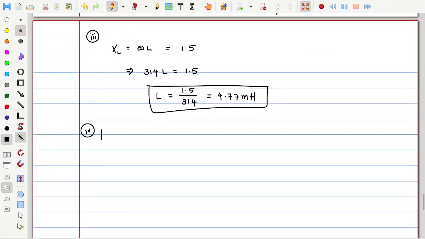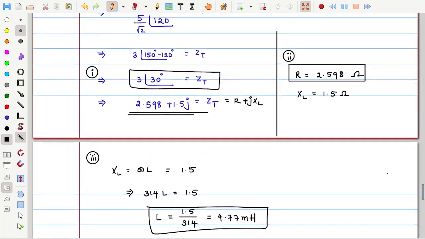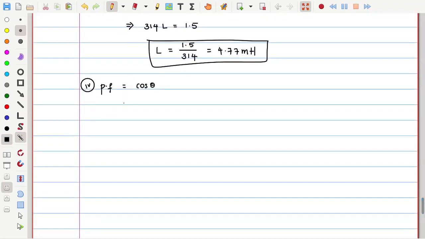In order to get the power factor, it is cos of the impedance angle. Do we know the impedance angle? We already know. How much is the total impedance angle? 30 degrees. So directly we can get it. This is equal to cos of 30 degrees. Clear? So how much is cos 30? Root 3 by 2, which is equal to 0.866. Now because the angle is positive, we can say it is lagging.